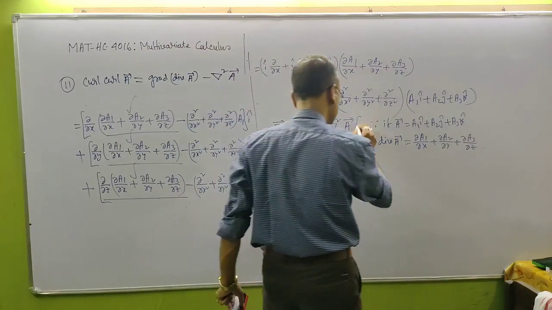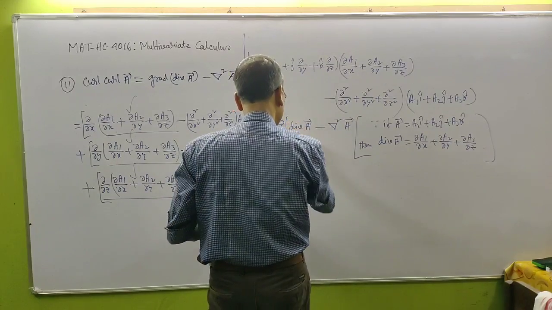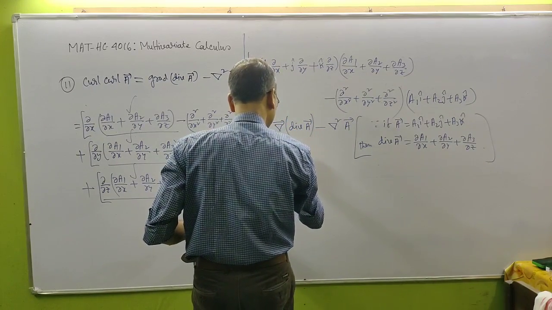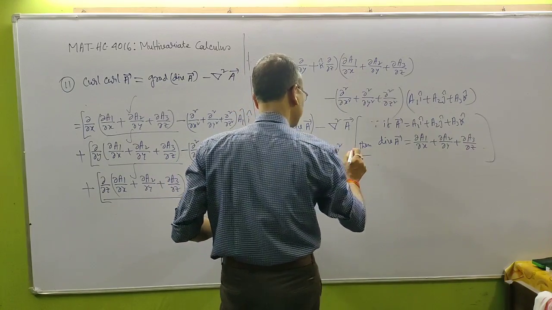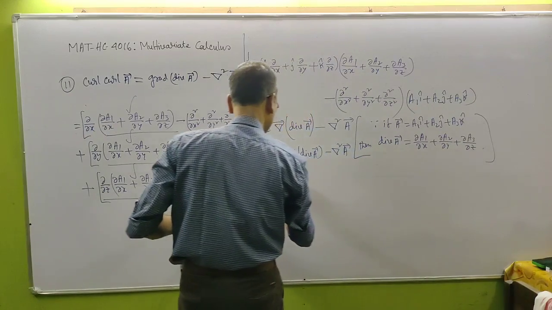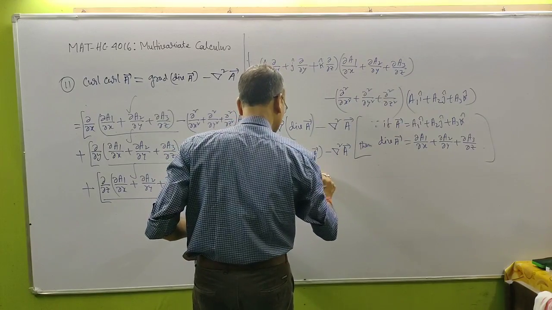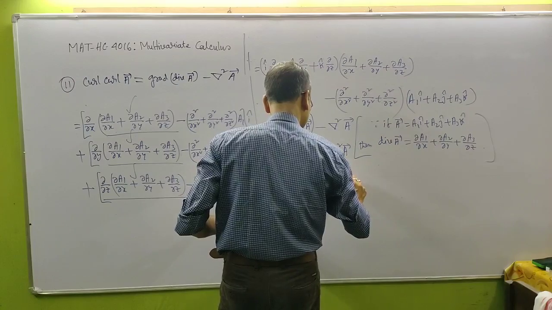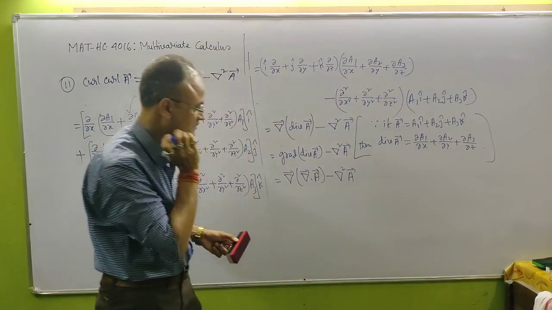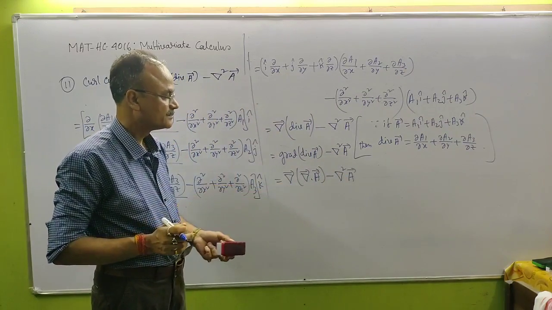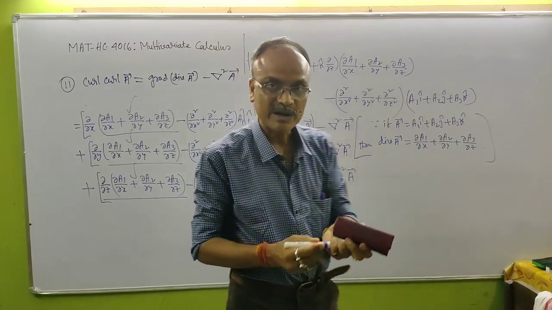Then this one will be the divergence of a vector. This is equal to, you may write, gradient of divergence of a vector minus, it is nothing but the Laplacian operator. This can also be written as gradient of divergence of a vector minus, you may write like this. Therefore, we have proved this theorem also. Perhaps you have understood this one.